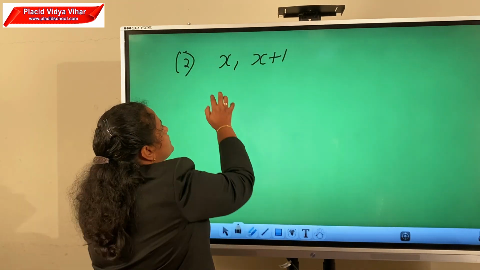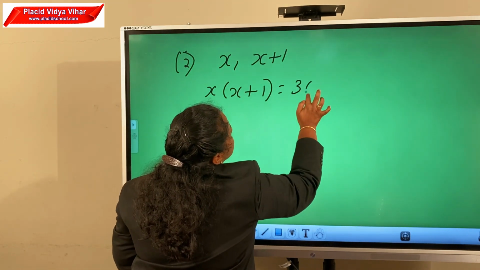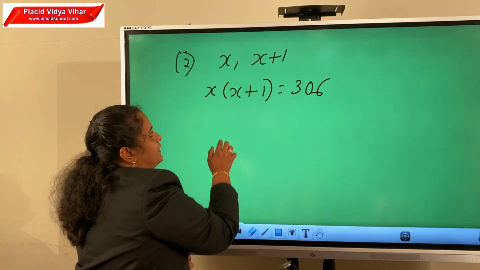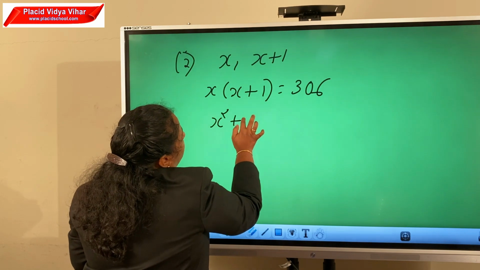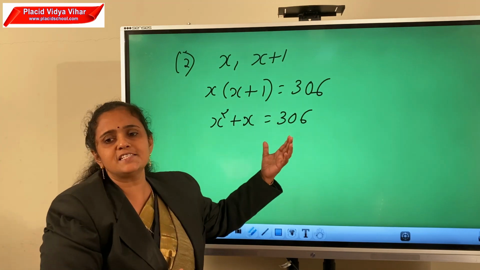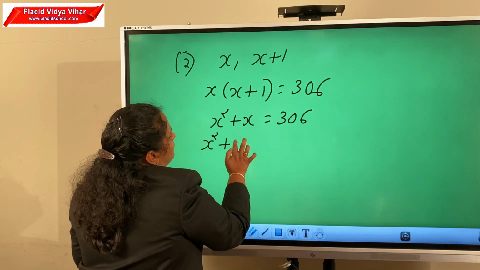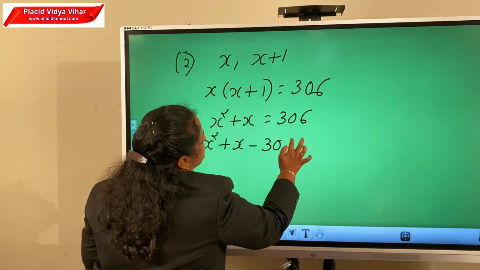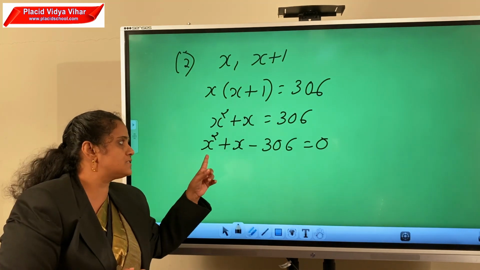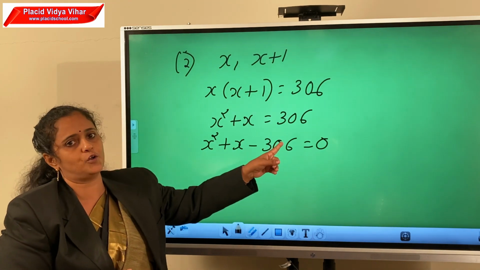The product of the consecutive positive integers is equal to 306. The left hand side you should expand and multiply each term by x. That is x square plus x is equal to 306. And this 306 also you should transpose to this side. That is x square plus x minus 306 is equal to 0. This equation is a quadratic equation because this equation can be written in the form ax square plus bx plus c is equal to 0.